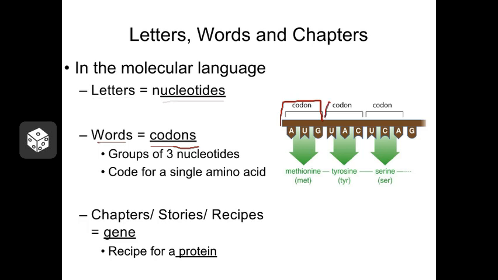So what the cell will do is it will read these sequences, and it reads them in groups of 3. And each group of 3 means something. Each group of 3 codes for a specific amino acid. And if you put the right amino acids together in the right order, you can make a specific kind of protein. This entire sequence with all of its letters and codons might be one story or one recipe in a book. So that little sequence is called a gene. Again, a gene is a recipe for making a specific protein or sometimes RNA.